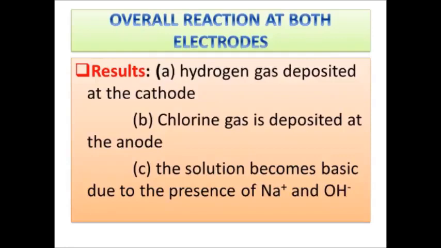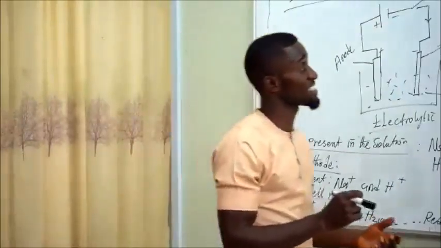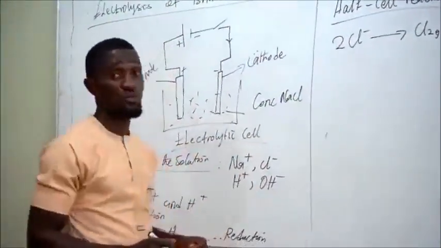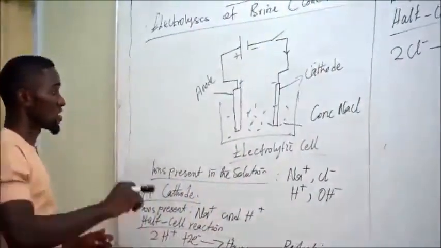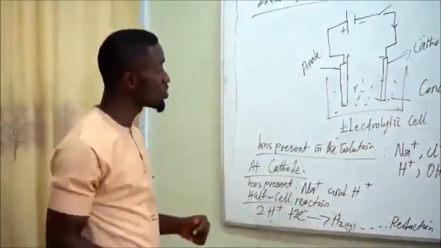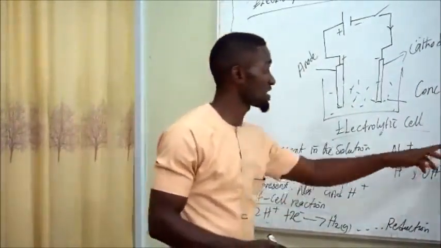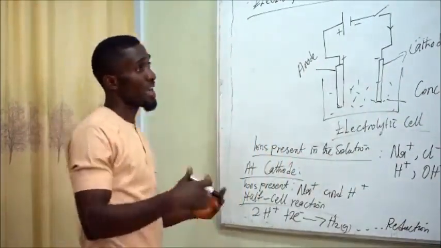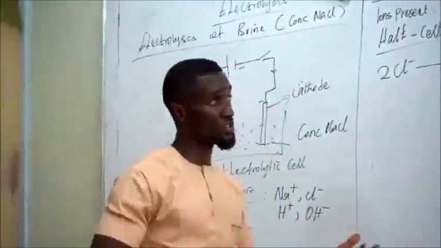Okay, so this is all about electrolysis of brine. The major point here is this. We are no longer discharging hydroxyl ion at the anode, but chloride ion, because it is highly concentrated. And because the acid here is removed, which is the hydrogen ion and the chloride ion, the solution becomes basic.